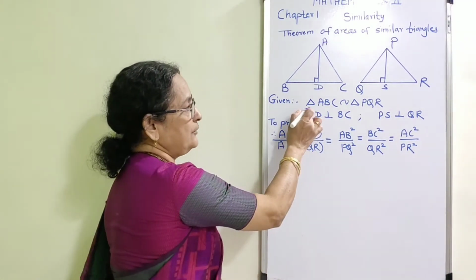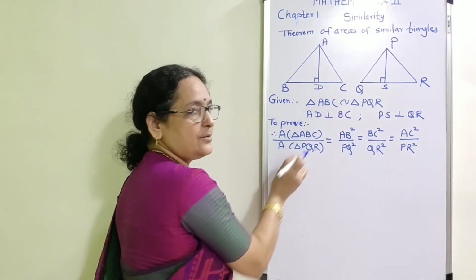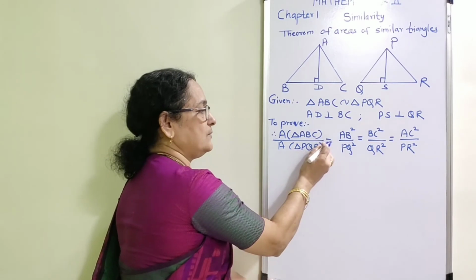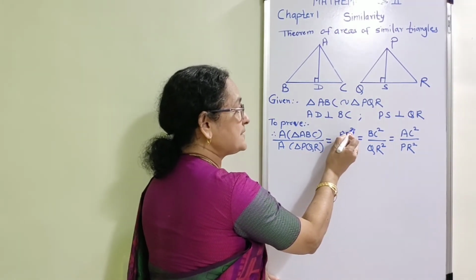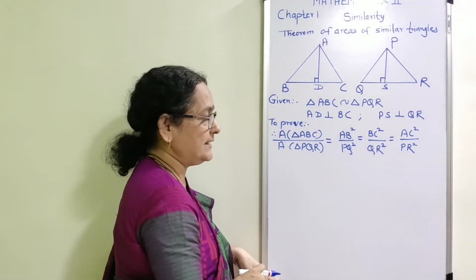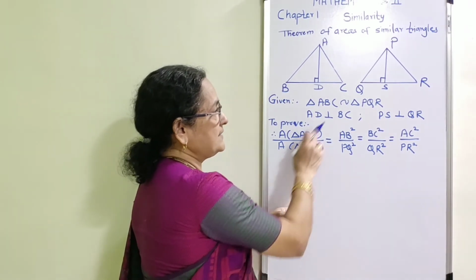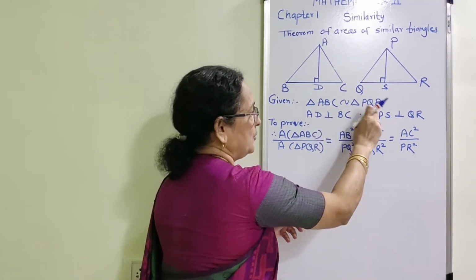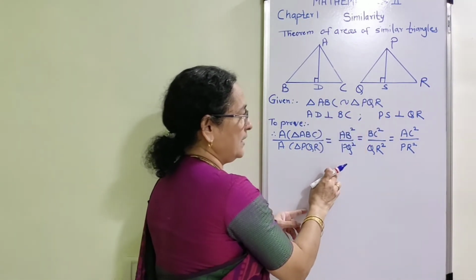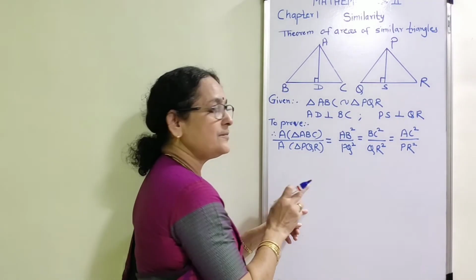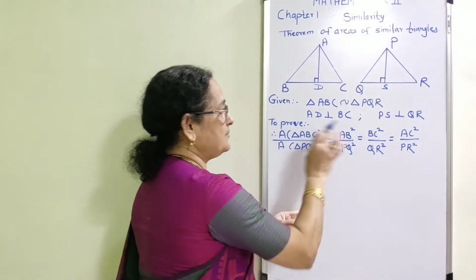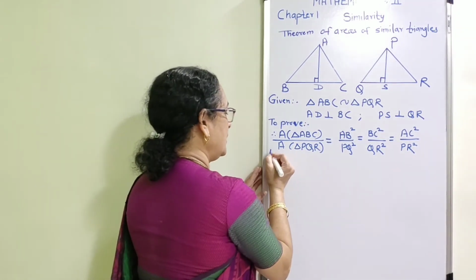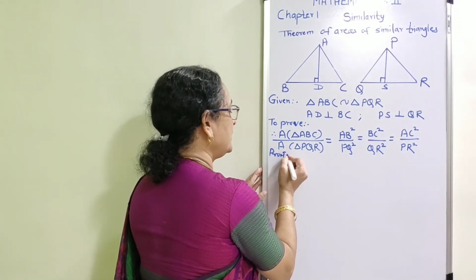When two triangles are similar to each other, the ratio of their areas is equal to the ratio of the squares of their corresponding sides. The corresponding sides of similar triangles are AB upon PQ, BC upon QR, AC upon PR. The squares of the corresponding sides are in proportion, and that is equal to the ratio of the areas of the given two triangles. Now we are going to write the proof of the theorem.